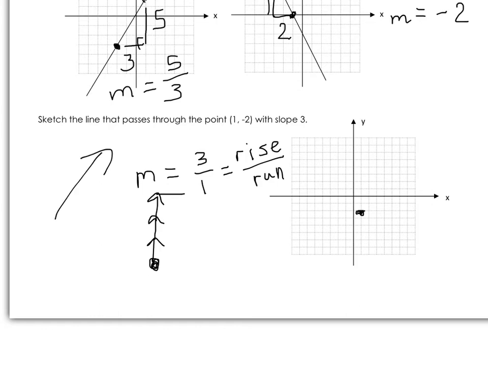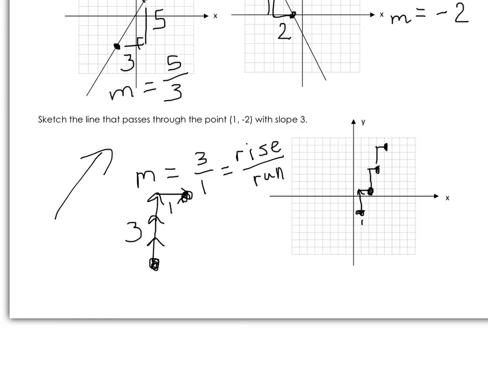So we're going to run by 1. Rise by 3, run by 1. And that will get us our next point on the line. So starting at this point, 1, negative 2, we rise by 3, we run by 1. That gets us our next point. We can rise by 3 again, run by 1, to get another point. We can do it again. Rise by 3, run by 1.